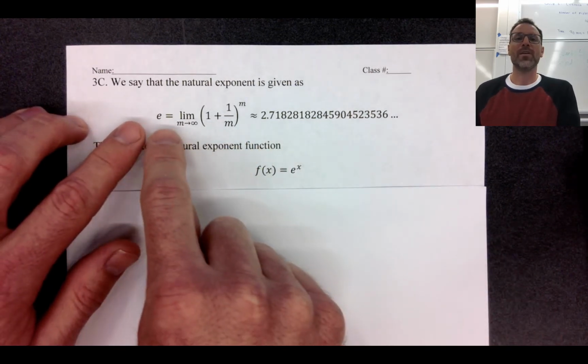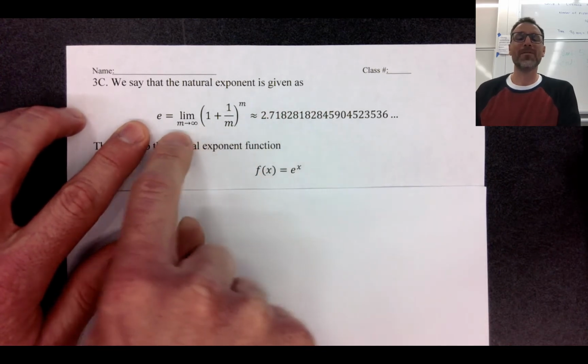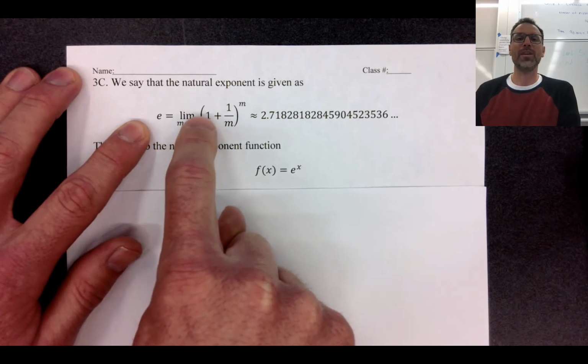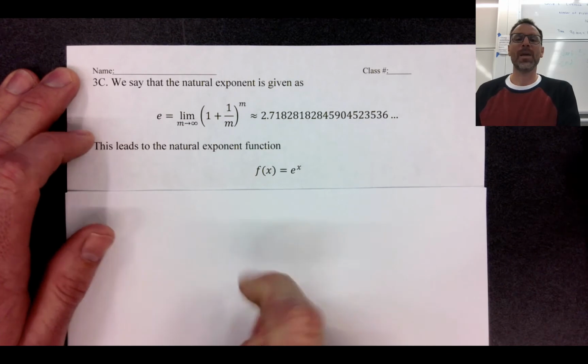In other words, there is no fractional version of this. This is what we call an irrational number. The limit definition of this thing is e equals the limit as m goes to infinity of 1 plus 1 over m to the mth power.